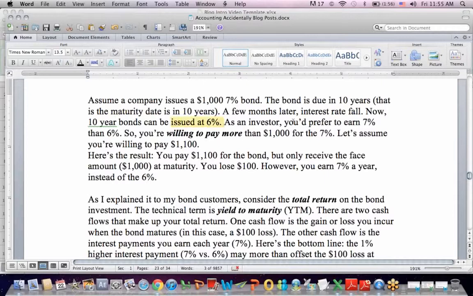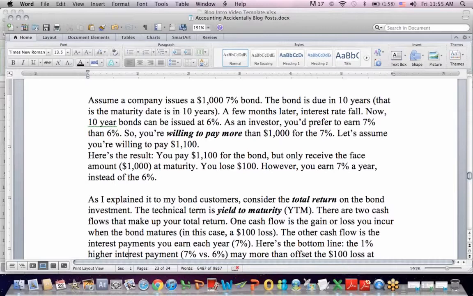As an investor, particularly if you live on a fixed income, which most of my bond customers did, you'd prefer to earn 7% as opposed to 6%. So you'd be willing to pay more than $1,000 to get the 7% interest. Let's assume you're willing to pay $1,100 or $100 above the face amount.